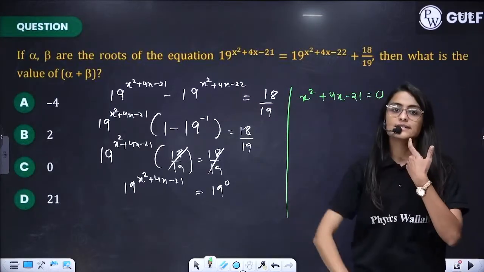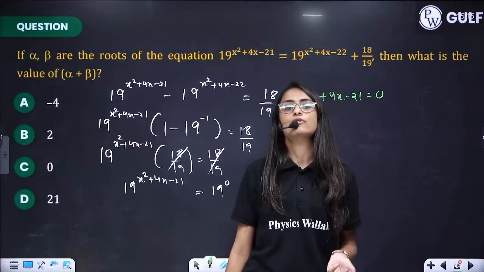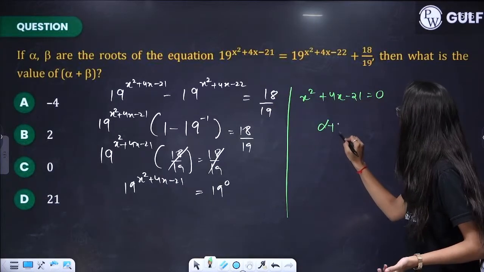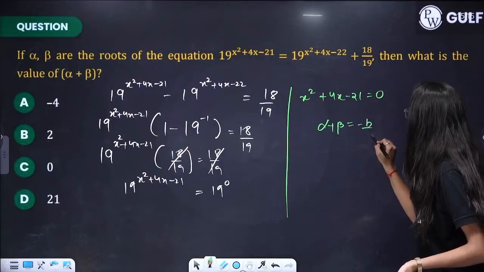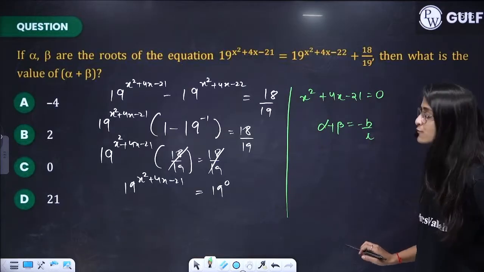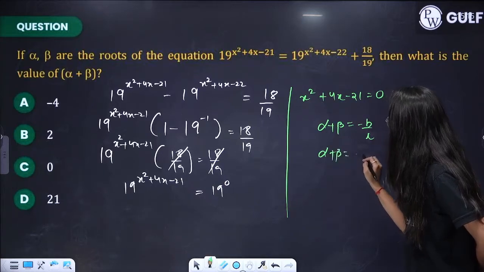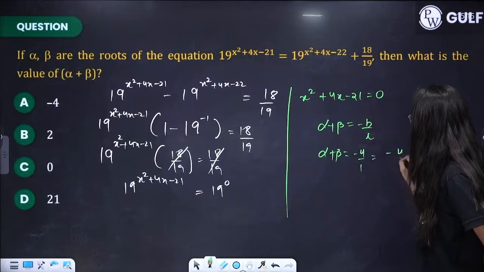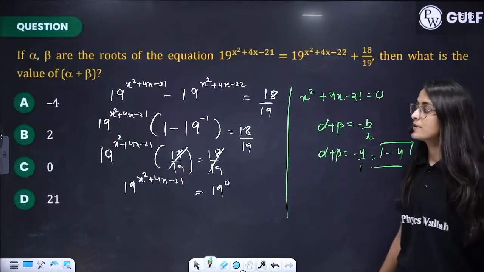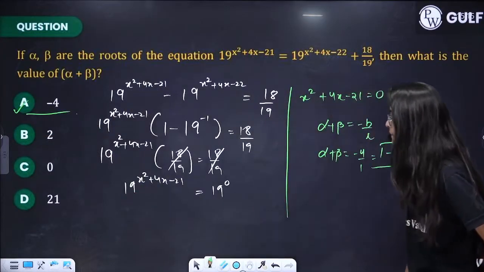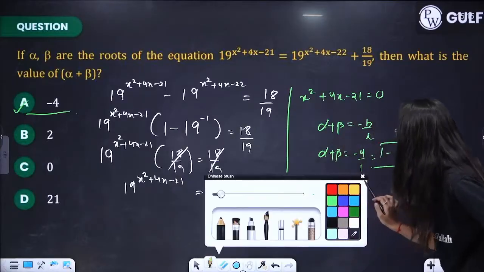You have to find the summation of roots over here. So why find the roots differently? You can just use the summation of roots. Here alpha plus beta gives you minus b by a. B is 4, a is 1. So alpha plus beta is equal to minus 4 by 1, minus 4, which will be your option A. I hope you all understood this very well. Moving forward to the next question.